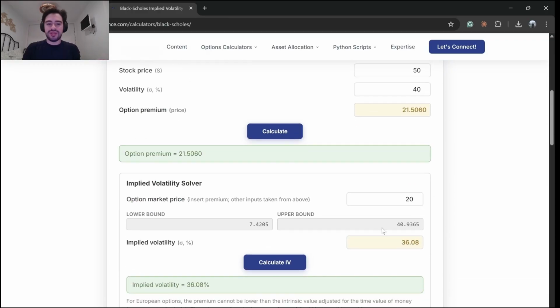But still, the market uses Black-Scholes a lot to get the implied volatility from market prices. So this might be, I believe, more useful. So that's the video, and I hope you enjoyed and learned from it.